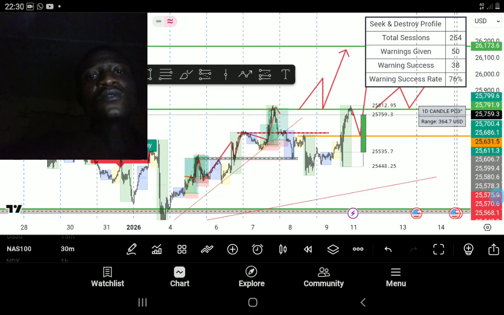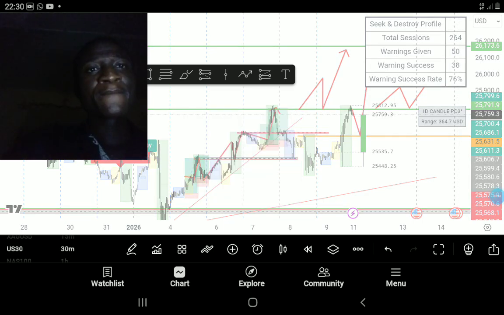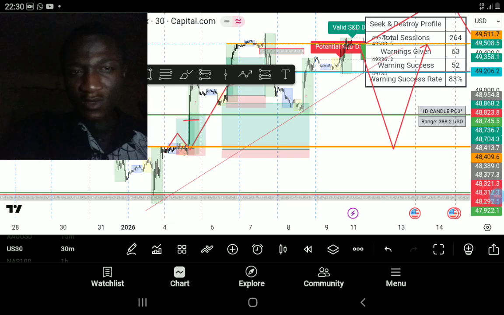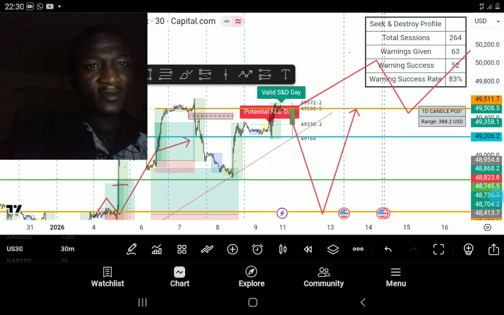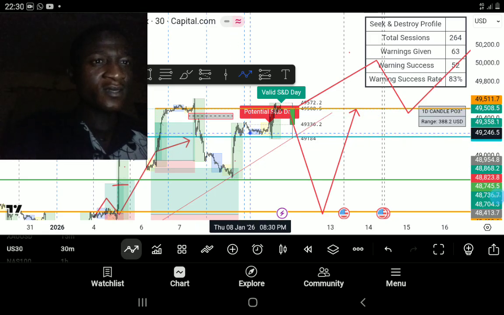So let's go to US 30. On US 30, we're not expecting so much, because I've done this before, but this record stuff is to repeat these things again.